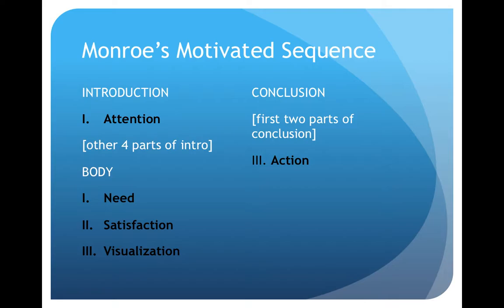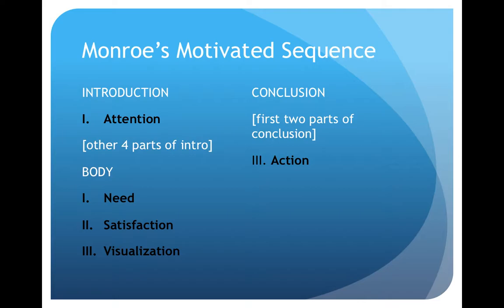So let me explain each of the parts really quickly here, and then I'm going to expand upon this and show you what you might do for the subpoints of a Monroe's motivated sequence speech. But here you see the 5 main steps. The attention is the attention getter, and that's going to come in the introduction, and it's just going to be like the attention getters that we're already doing.